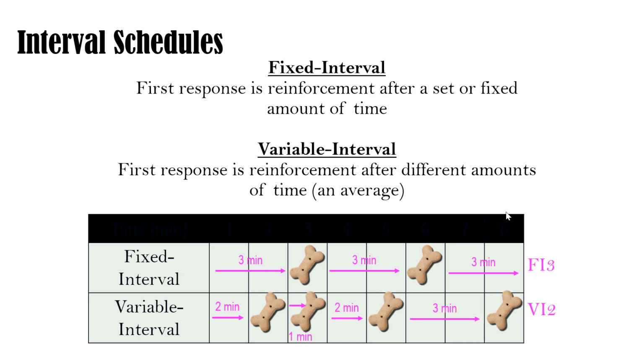Another example of a variable interval schedule is EMO. So your EMO, when you get EMOs, it's based off of time. And you don't know if you're going to get an EMO in 1 minute, in 3 minutes, in 10 minutes, in 30 seconds. So EMO is an example of a variable interval.